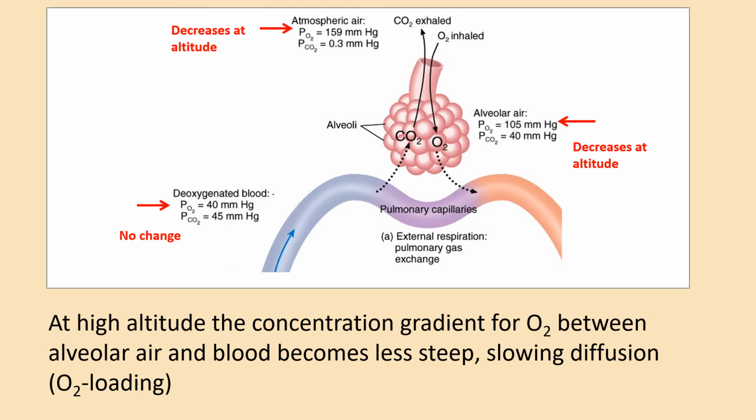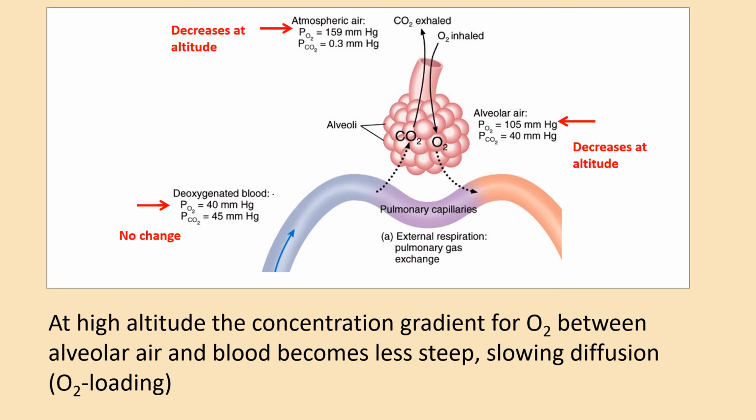We can revisit external respiration here, and you remember that external respiration is gas exchange that occurs in the lung. And we'll focus specifically on oxygen loading. That's the movement of oxygen from alveolar air into the blood, and that's driven by a diffusion gradient. So the values that are shown here, the original values, are for air at sea level. And we can contrast that with air at 10,000 feet.